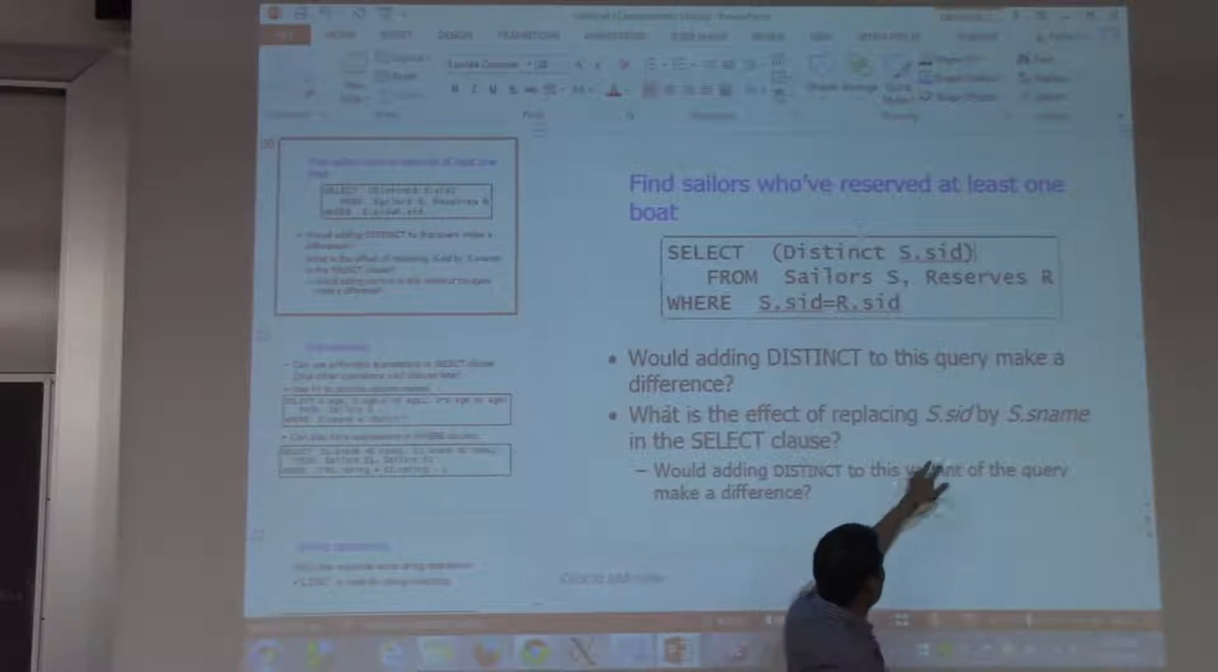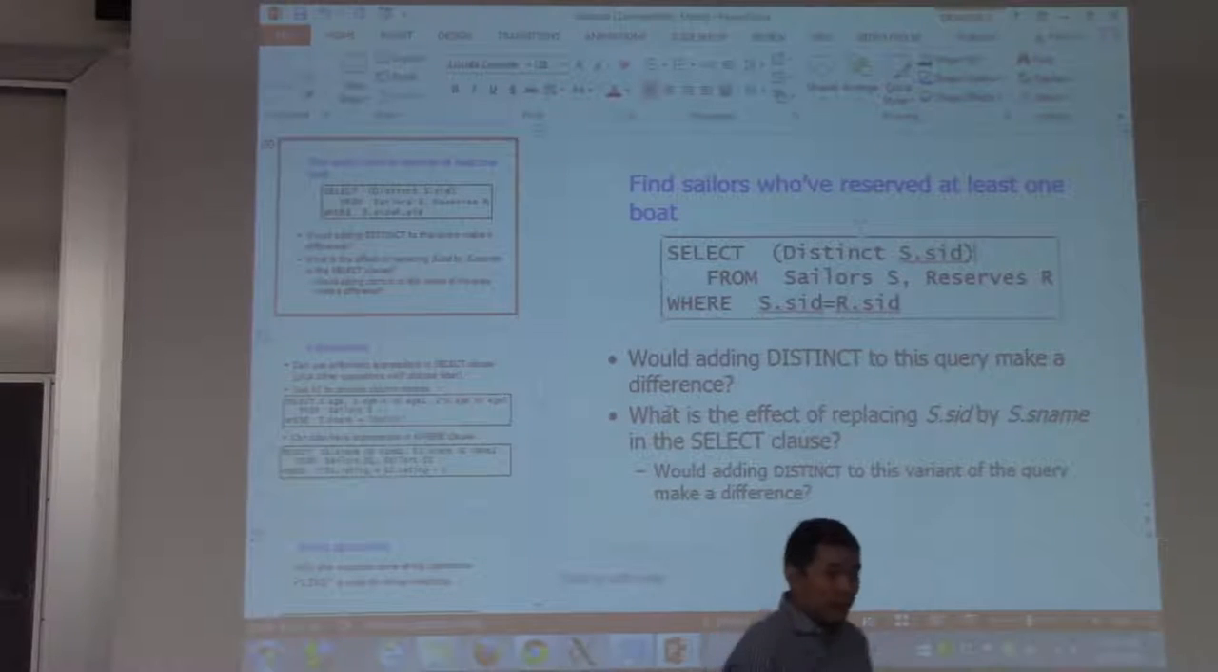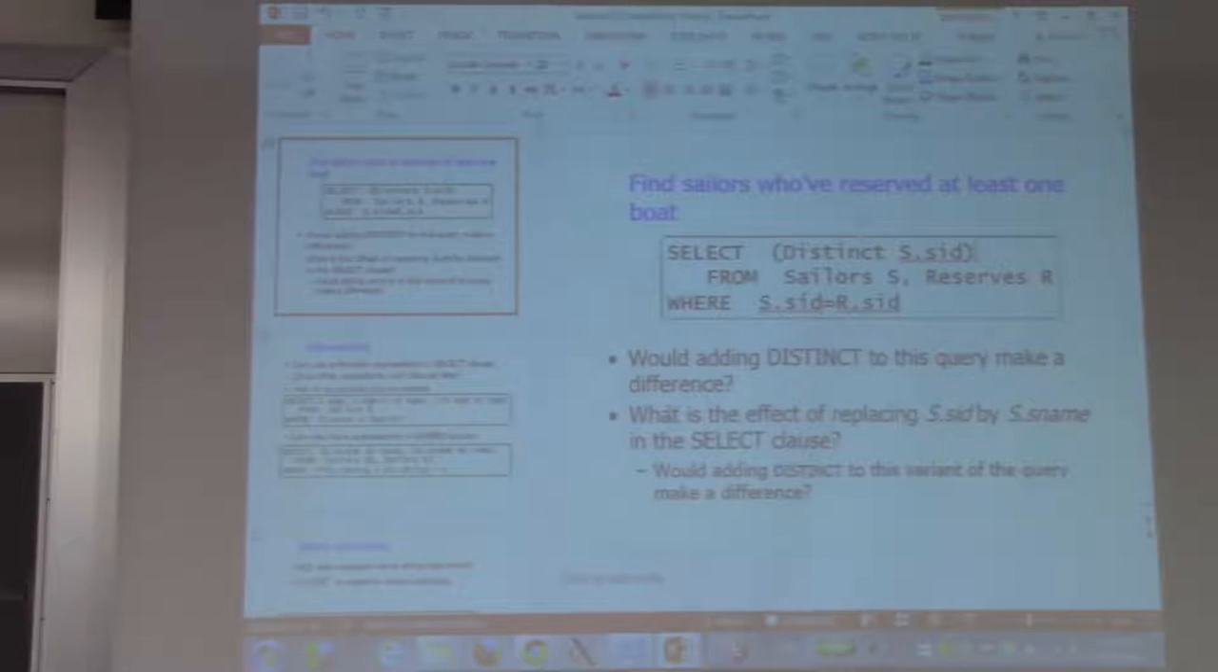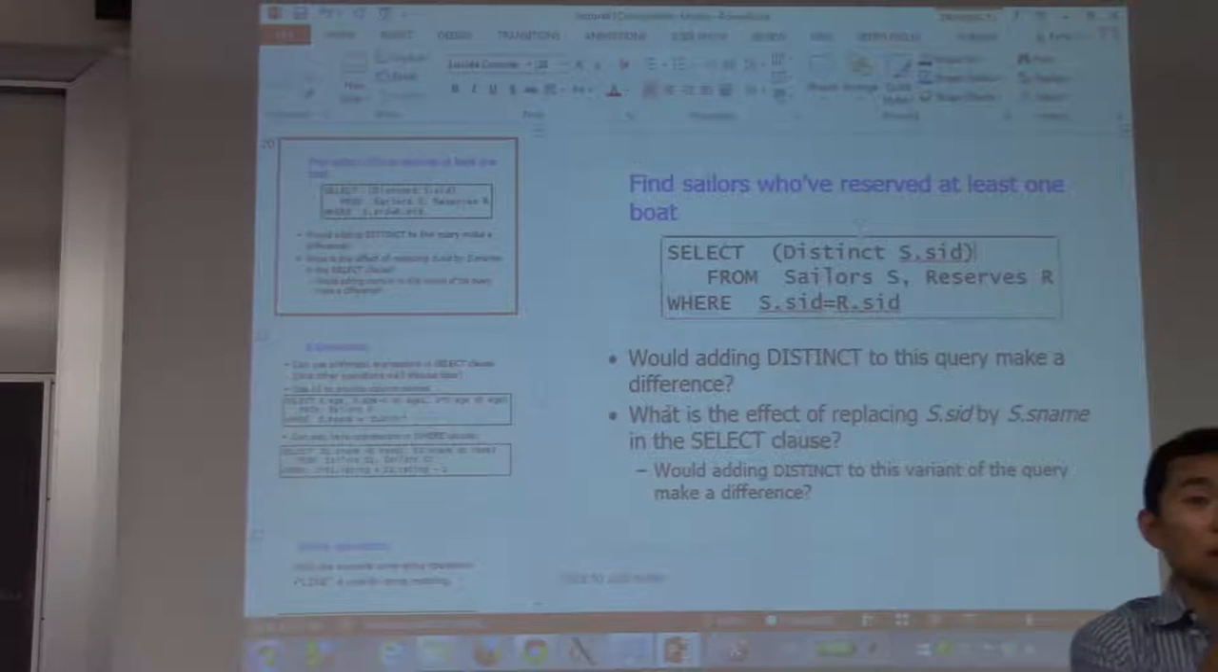Okay. And what's the effect of replacing sitter ID by sitter name in the SELECT clause? Well, the effect is you may remove some potentially qualifying sitters. Because if his or her name happens to be the same as another sitter's, then depending on who shows up first, the second sitter will be penalized. Do you follow me? Even though both sitters have made at least one reservation, only one of them will show up if they share the same name. But it doesn't happen if you use sitter ID, because sitter ID is the key.